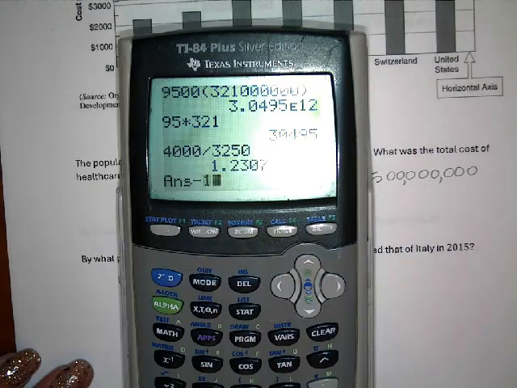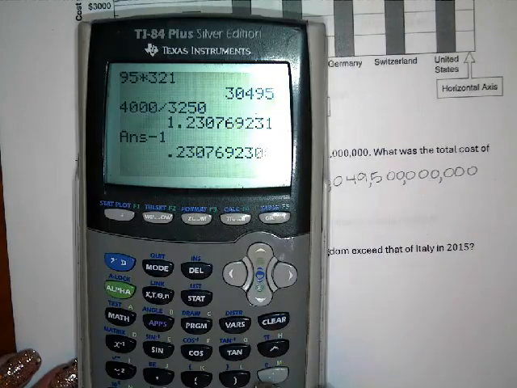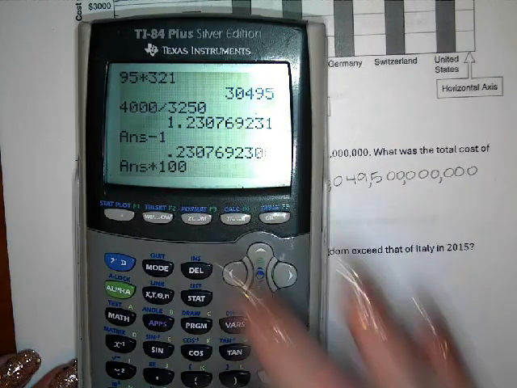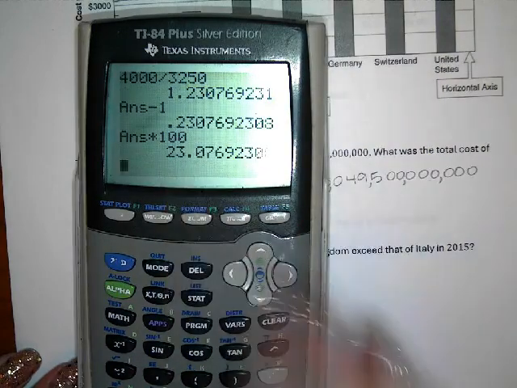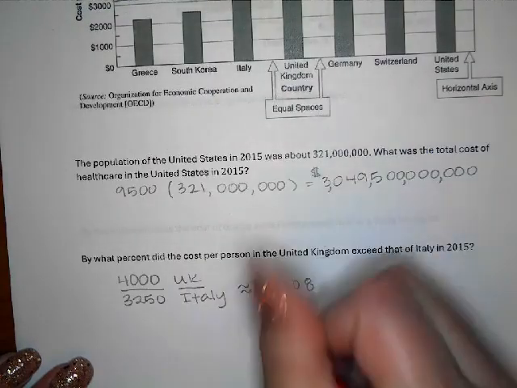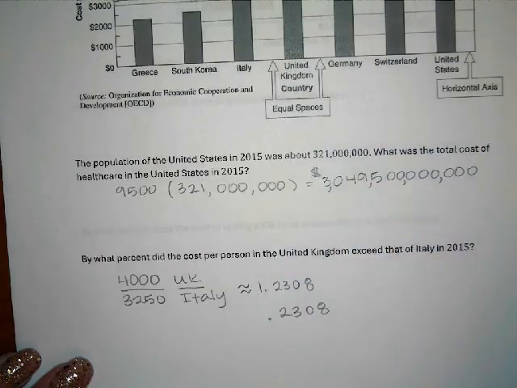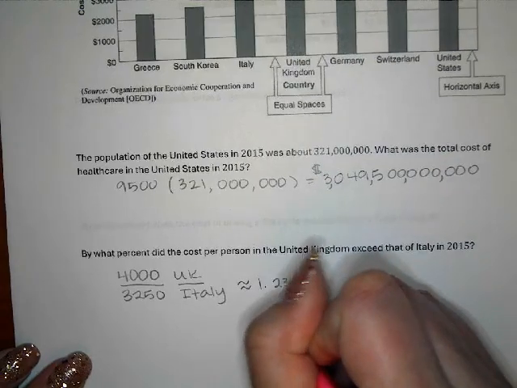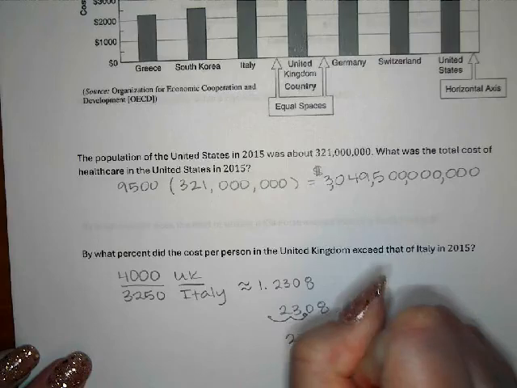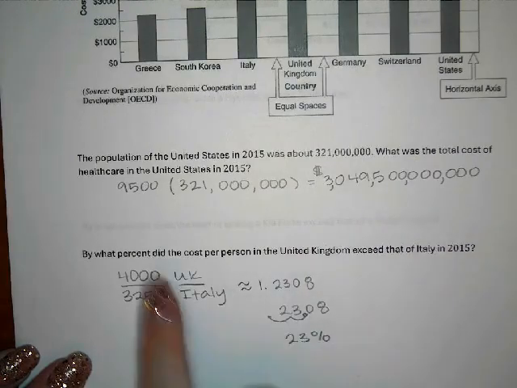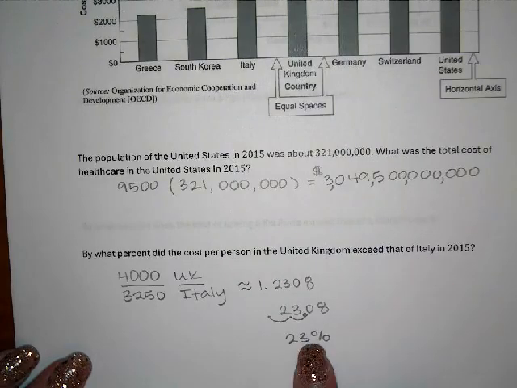So I'm going to minus 1. This is the amount extra we had for the percentage, and then I can multiply this by 100 or take the decimal and move it over twice. So take away the 1, I get 0.2308, and then if I want this written as a percentage, I can just move the decimal place twice, and I get 23%. The cost per person in the United Kingdom exceeded Italy by 23%.